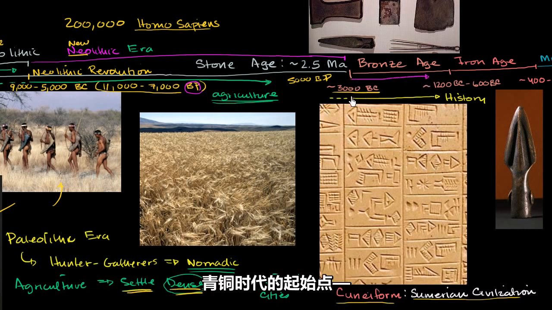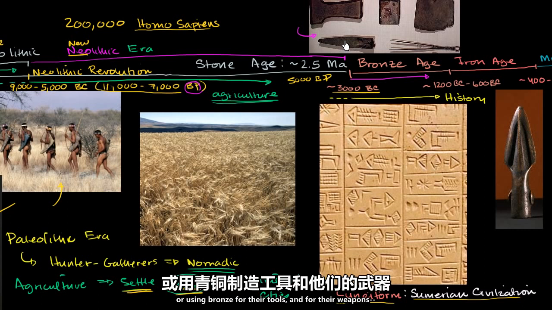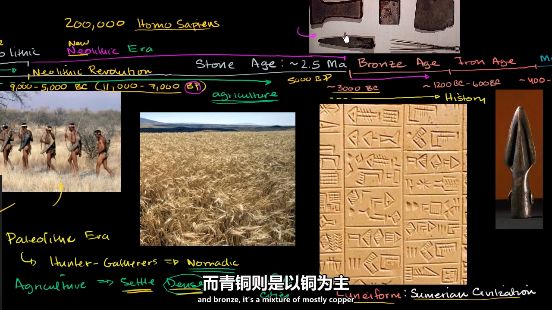The Bronze Age is kind of known for this beginning of, even though it's referring to a material, which comes from the first time that people started using bronze for their tools and for their weapons. Bronze is a mixture of mostly copper and a little bit of tin. But the Bronze Age, at least in my mind, the biggest deal of what started in the beginning of the Bronze Age really was the writing.